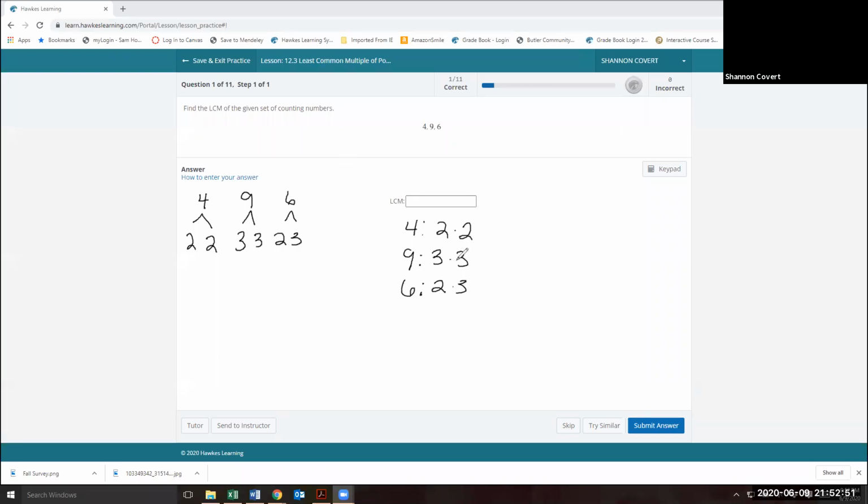I've listed out each of the prime factorizations. 4's was 2 times 2. 9's prime factorization was 3 times 3. 6's prime factorization was 2 times 3. And the third step said find the product of these primes using each prime the most number of times it appears in any one of the prime factorizations. So the prime numbers we have in this problem, we have a 2, and it appears the most with the 4, so it appears twice. And we have a 3, and it appears twice with 9. So I'm going to multiply all of these things together.